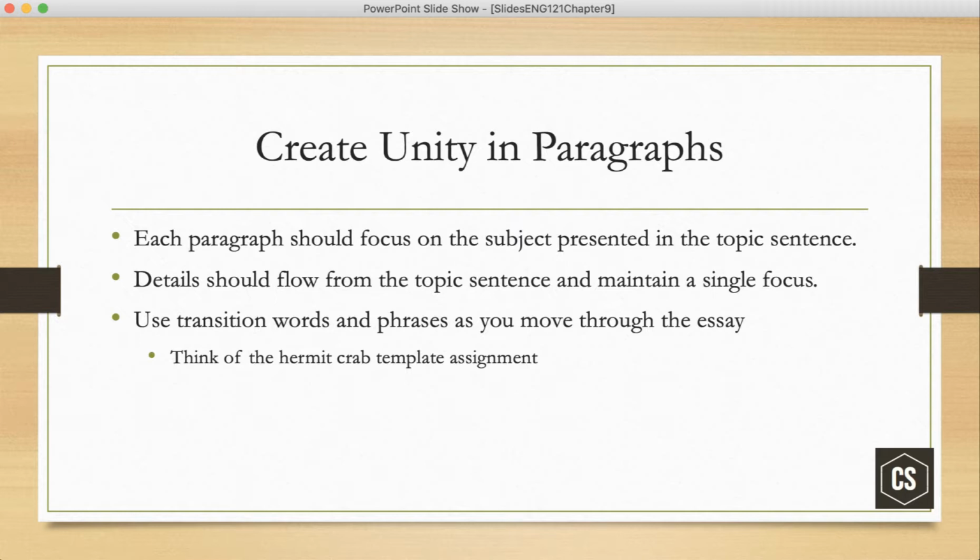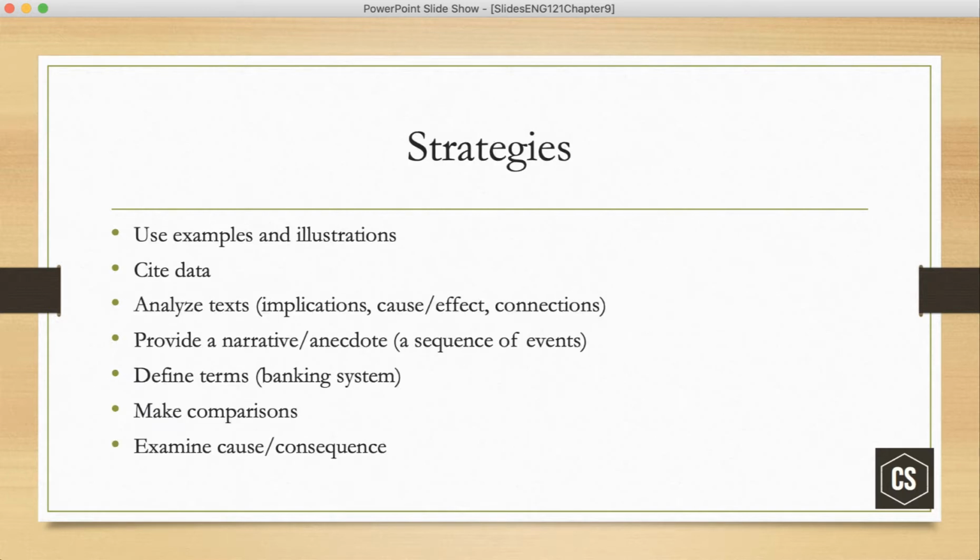If you think back to that hermit crab template assignment, we said this person says one thing and this person says another, and this is what I think. Those phrases used in that template are designed to walk you through the language for transitioning from one point to the next.